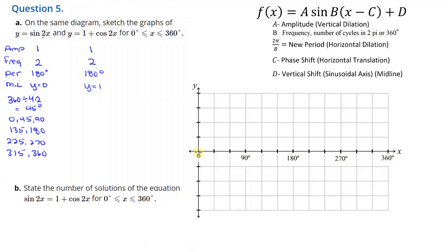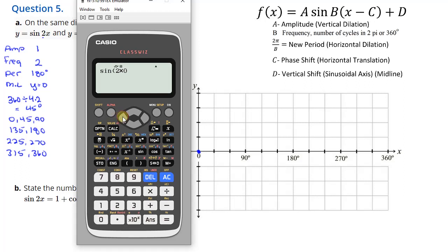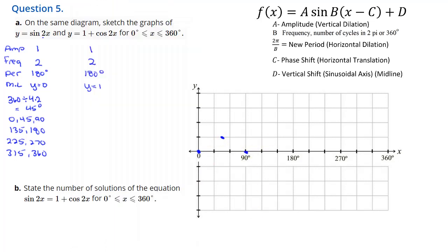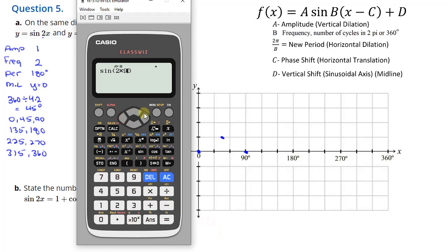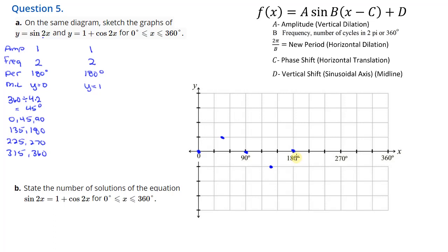2 times 0, okay, that gives us a 0. And then if I put a 45 in here, I'm going to get a 1. And I plot that, 45, and then I put in a 90, and I get a 0. And then I put a 135 in there, and I'm going to find out that it's going to be a -1. And then I put in a 180, and that's going to be a 0. And that's one full cycle.